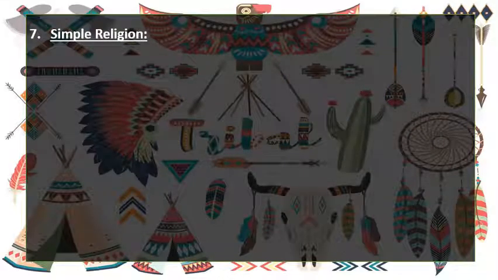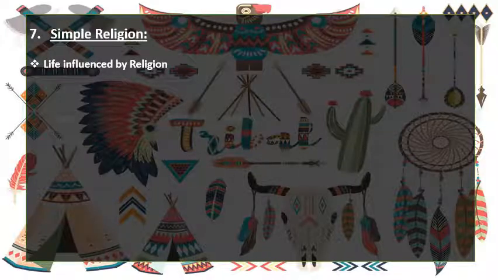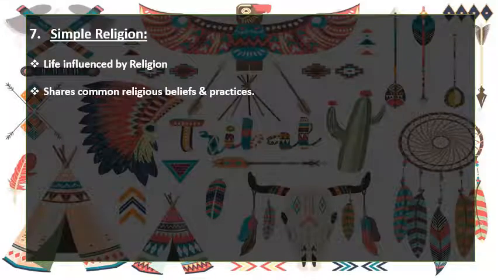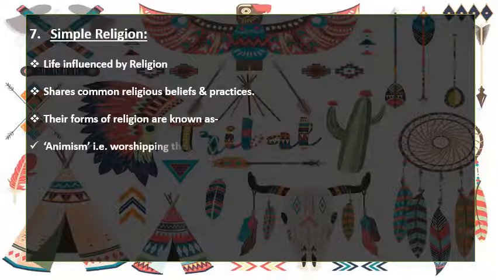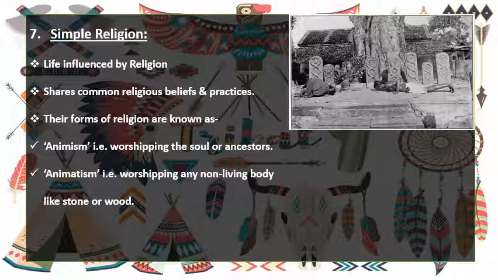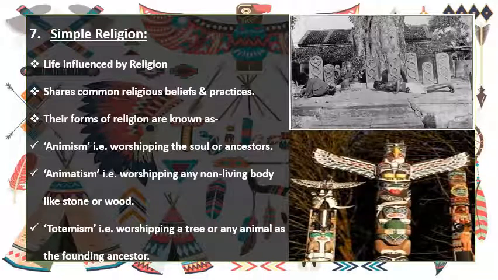Seventh characteristic is simple religion. Tribal life is mostly influenced by religion. Tribal people share common religious beliefs and practices. Their forms of religion are known as animism, that is, worshipping the soul or ancestors; animatism, that is, worshipping any non-living body like stone or wood; totemism, that is, worshipping a tree or any animal as the founding ancestor.